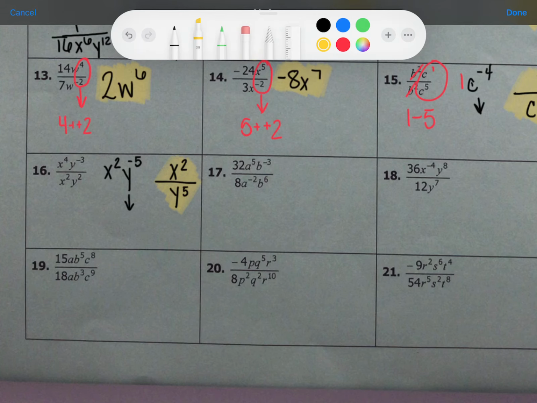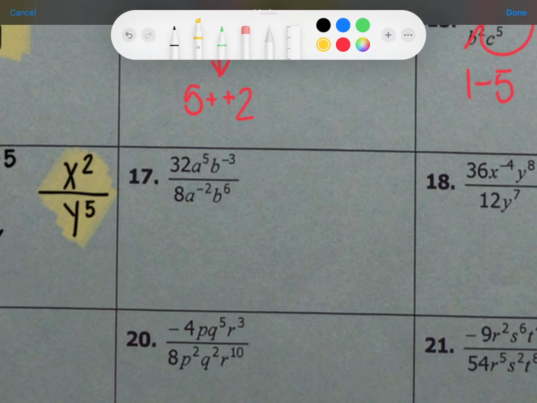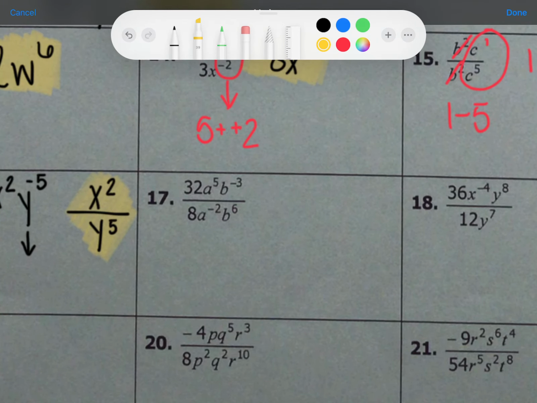All right, welcome back. Hopefully you had time to finish these 5 little problems. And so the first one, you wanted to divide the big numbers. So 32 divided by 8 is 4.